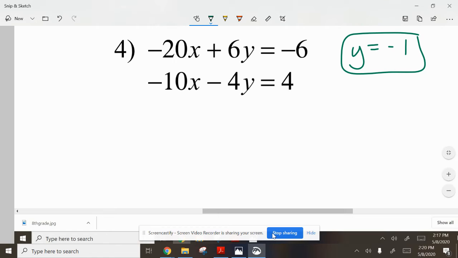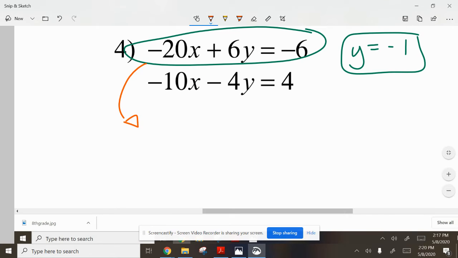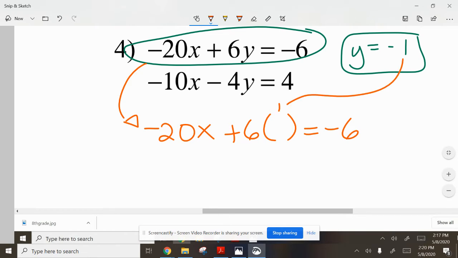Now here's the deal. You can choose either equation, either one. It doesn't matter which one you choose. I'm going to go ahead and use the top one. I always use the top one as a method. I'm going to go -20x. We don't know what the x is, but we do know what the y is. So instead of putting y, I'm going to write those parentheses, and I'm going to plug in my -1. Okay, so now I have -20x, 6 times -1, -6, and -6 is on this side.